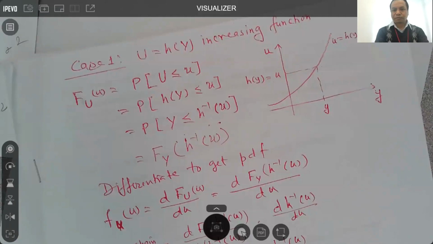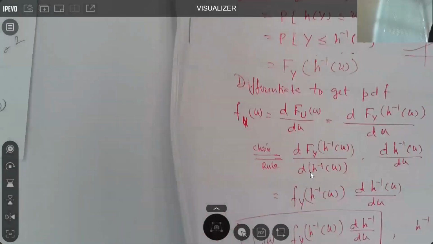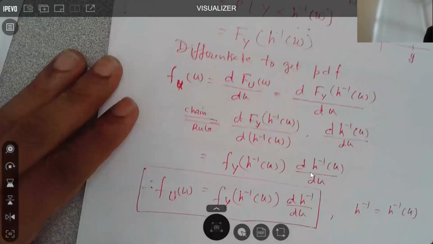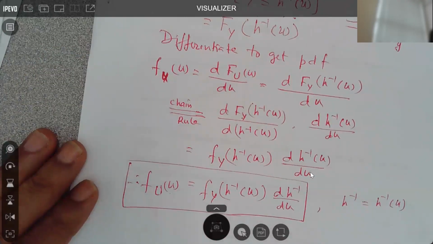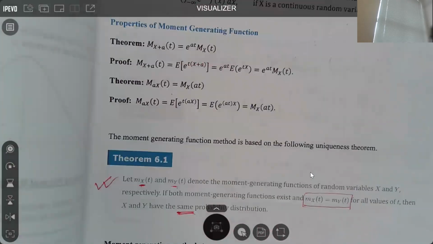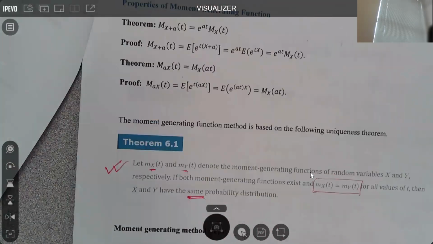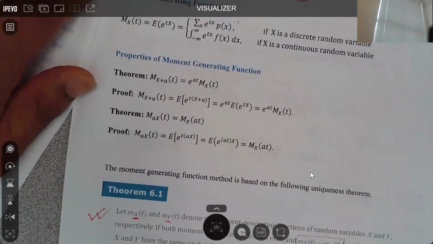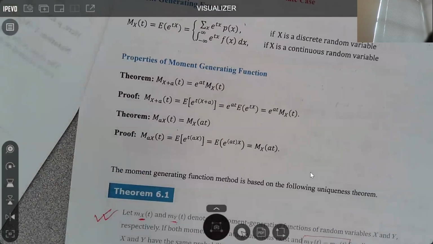And I'm going to share my document camera here. So, okay, we are doing the moment generating function technique, and we will continue that one.